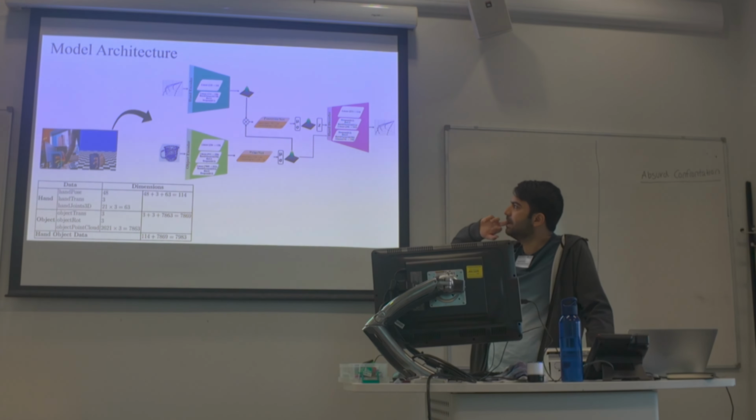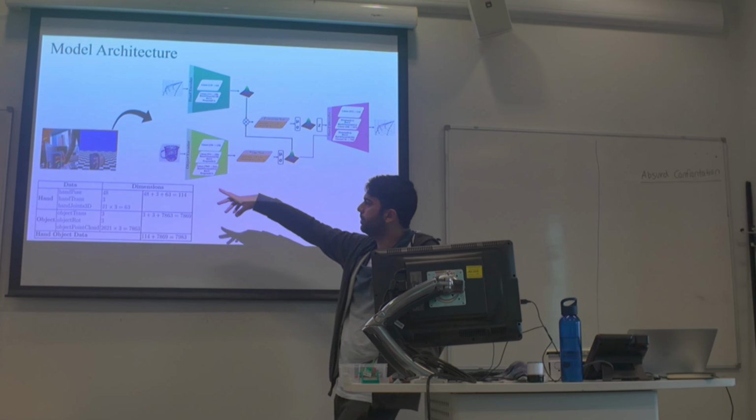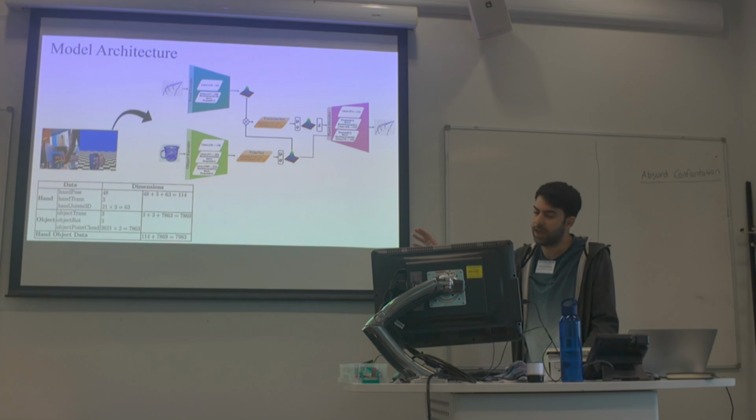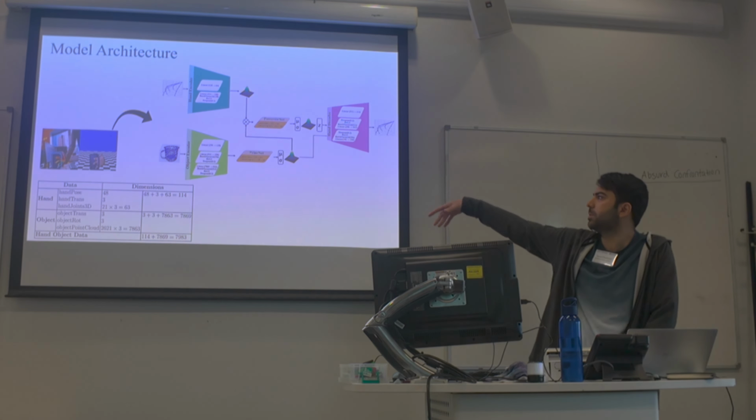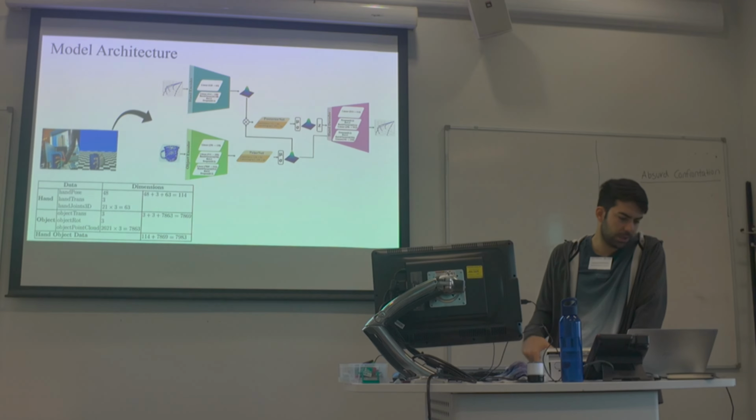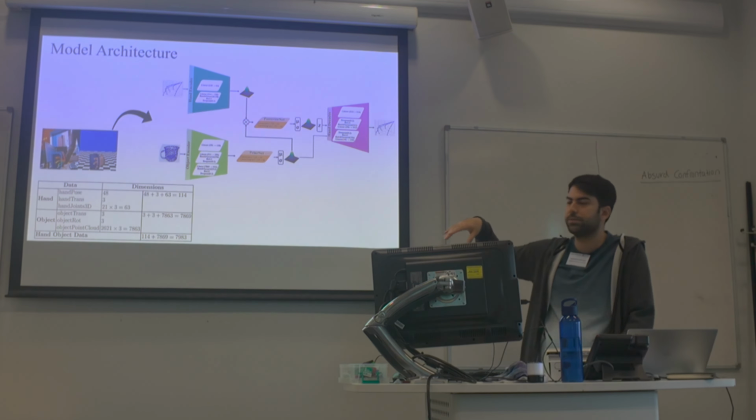Here you can briefly see a frame of the data set, which includes the hand and the object. For the hand, it includes the 3D joint information, hand position, translation. For the object, it includes the point cloud of the object and the translation and rotation of the object.